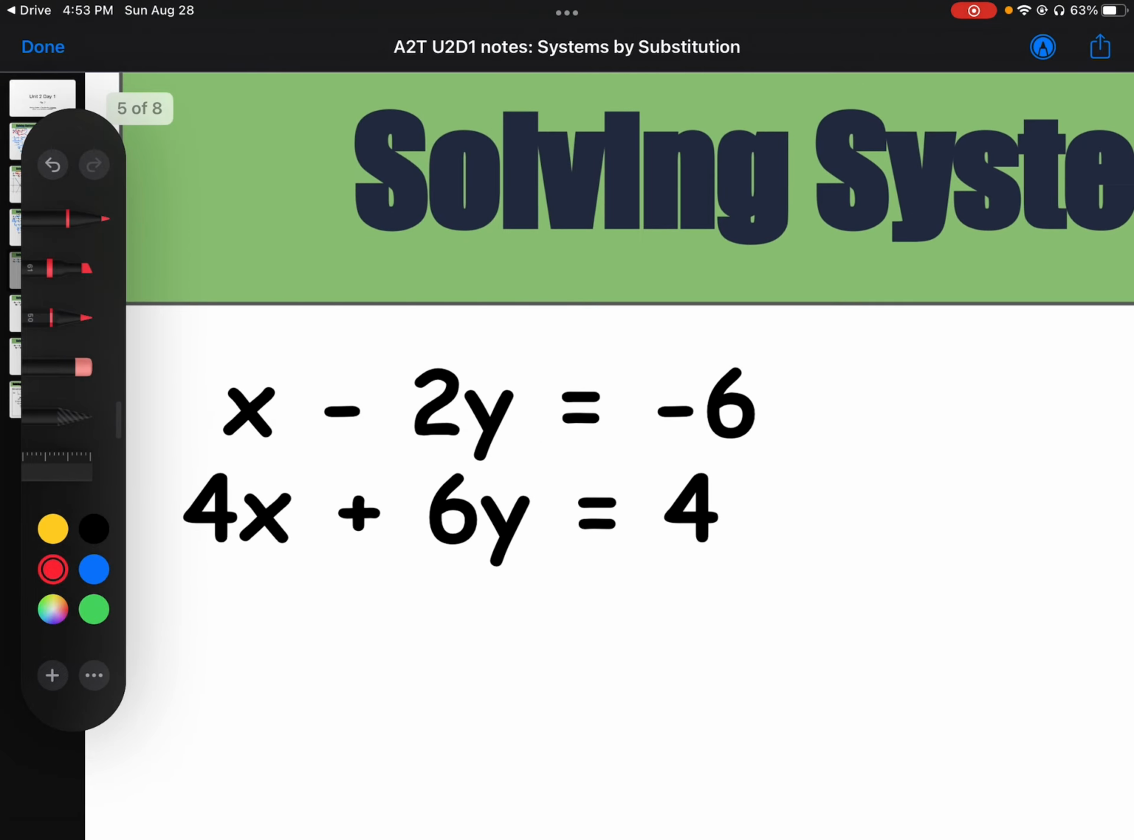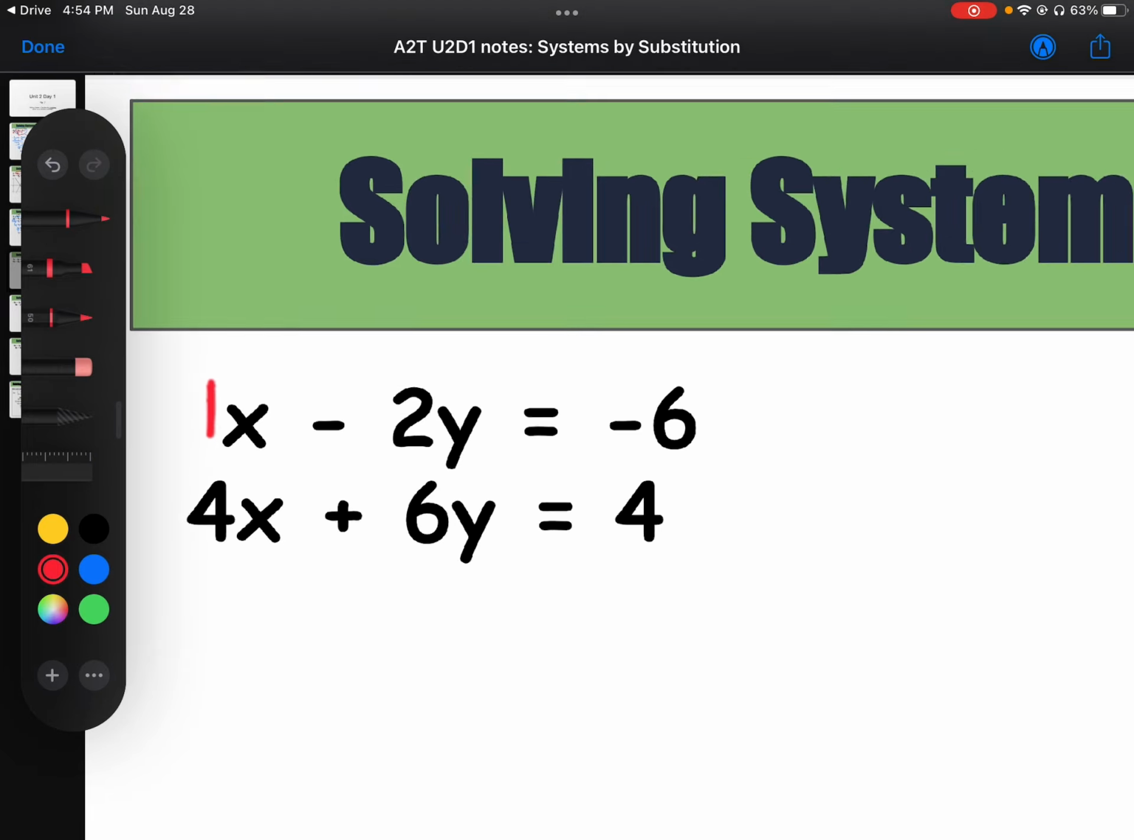Now let's get into one where we do not have one equation that is isolated. So we don't have an x equals something equation or a y equals something equation. So how do I figure out which variable to isolate? In my first equation, I have a variable that has a coefficient of 1. So that is the easiest variable to isolate.